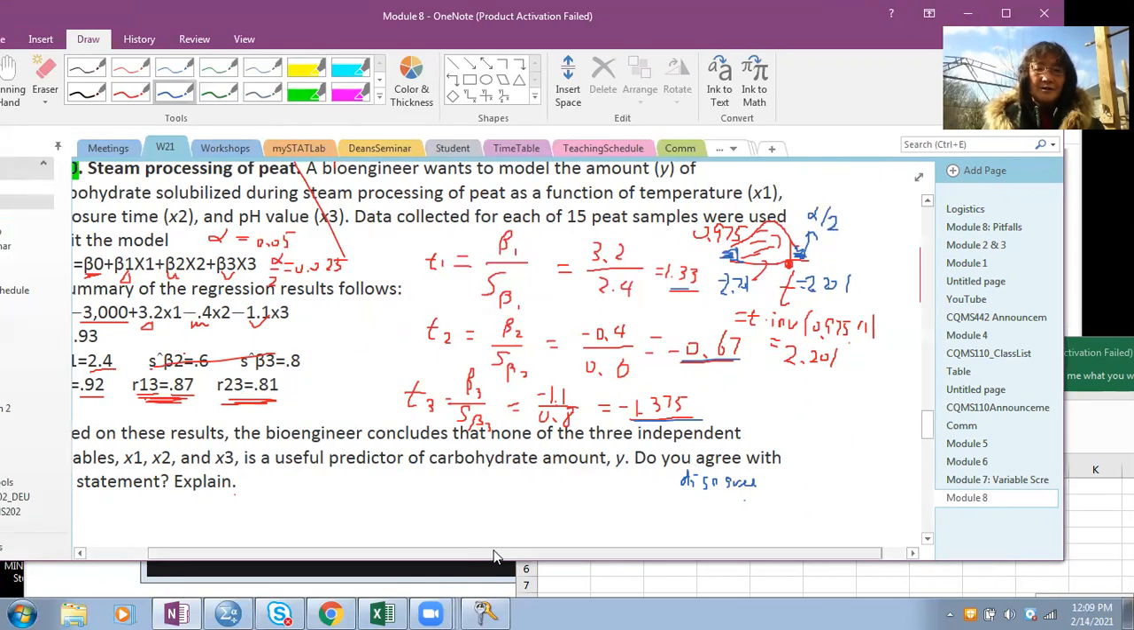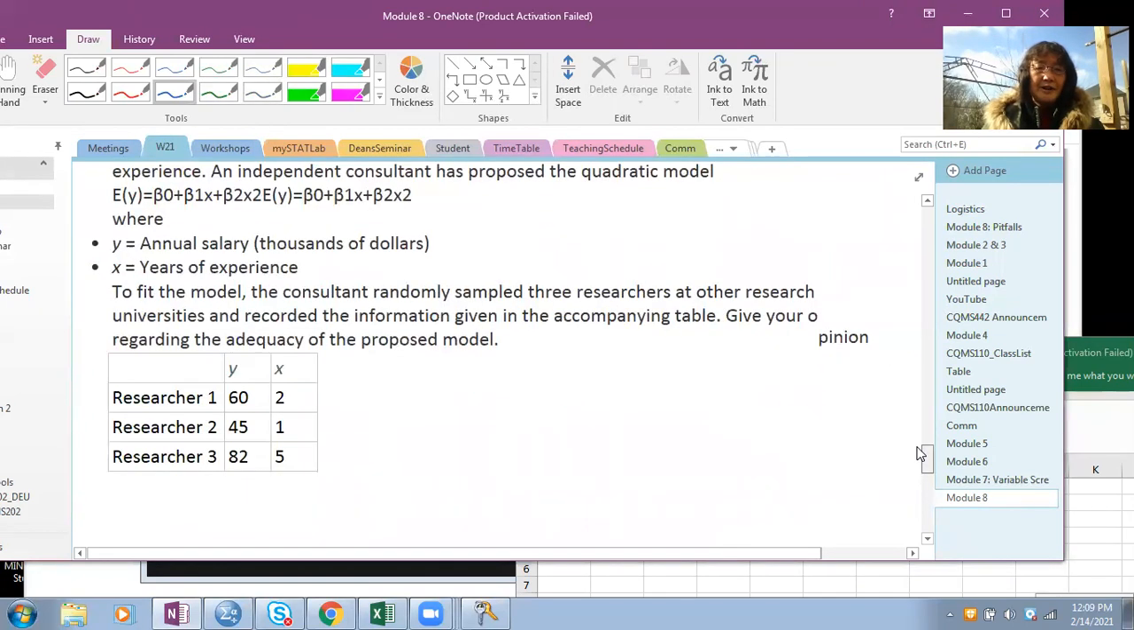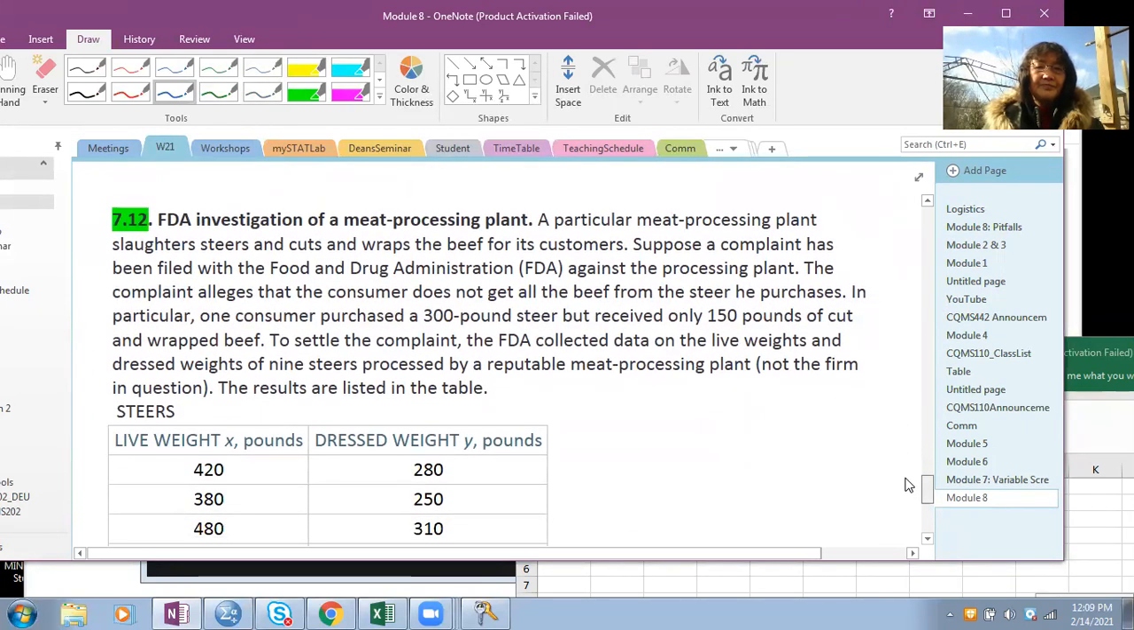So this is this question. Last question. We need to use SPSS. This is an investigation of a meat processing plant. A particular meat processing plant slaughters steers, and cuts and wraps the beef for its customers. Suppose a complaint has been filed with the Food and Drug Administration against the processing plant. The complaint alleges that the consumer does not get all the beef from the steer he purchased. In particular, one consumer purchased a 300-pound steer, but received only 150 pounds of cut and wrapped beef.